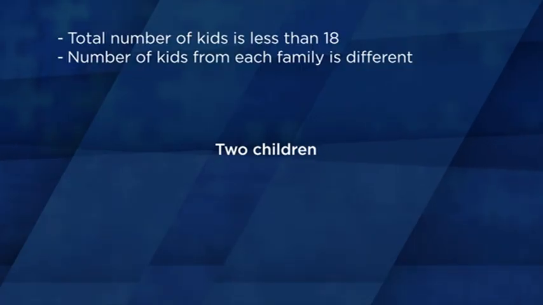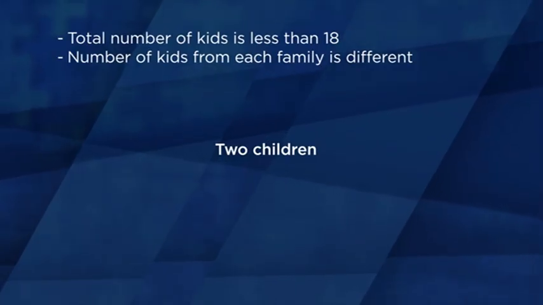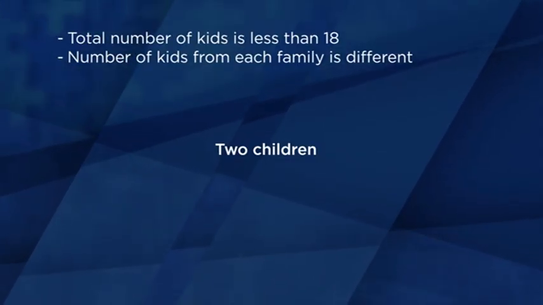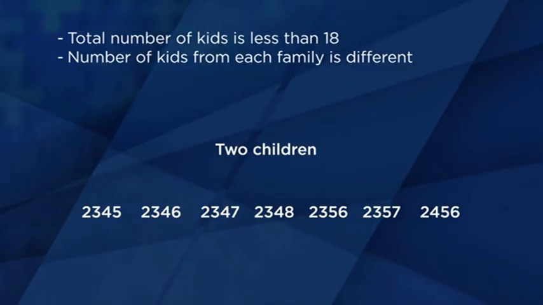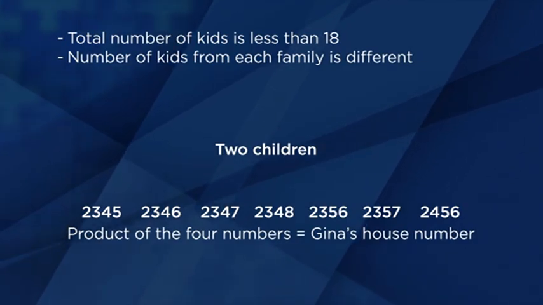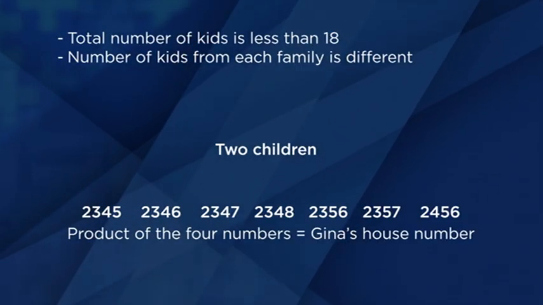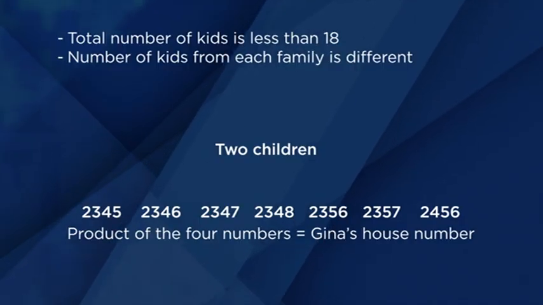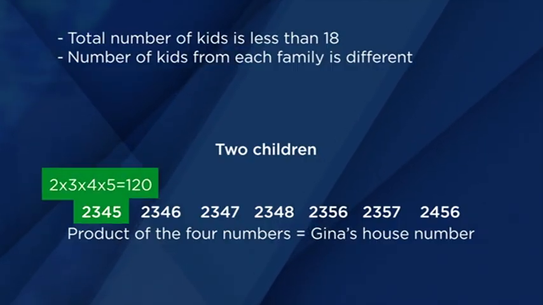Let's suppose the smallest family has just 2 kids. Then we need 4 different numbers, with the smallest being 2, whose sum is less than 18. With a little experimentation, we find that there are only 7 such sequences, and here they are. We also know that the product of the 4 numbers is Gina's house number, which Fred knows. Of course, we don't know the house number, but that doesn't matter. What matters is that Fred knows it. If you care to check, the result of multiplying the 4 digits in each of those 7 possibilities is always greater than 120, with the exception of 2, 3, 4, 5, where you get exactly 120.